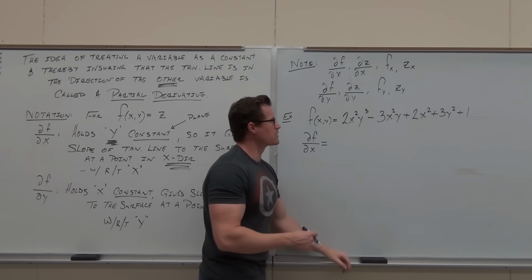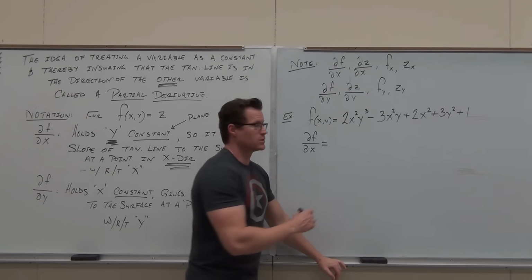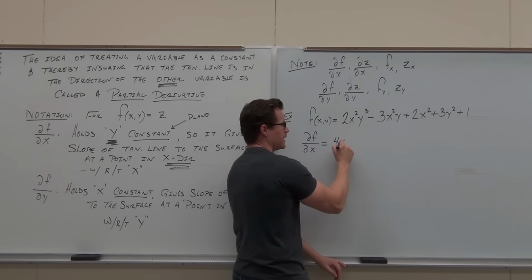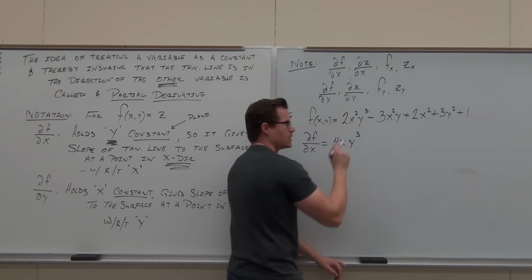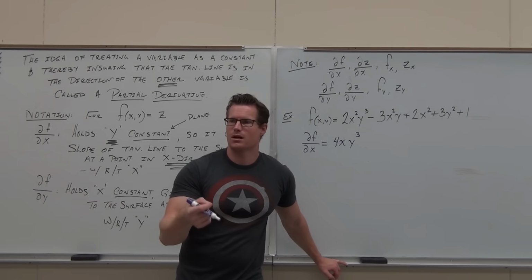So let's take the derivative. What's the derivative of x squared? 2x. So bring down the 2. We're going to have 4x. What happens with the y to the third? You leave it because it's held constant.